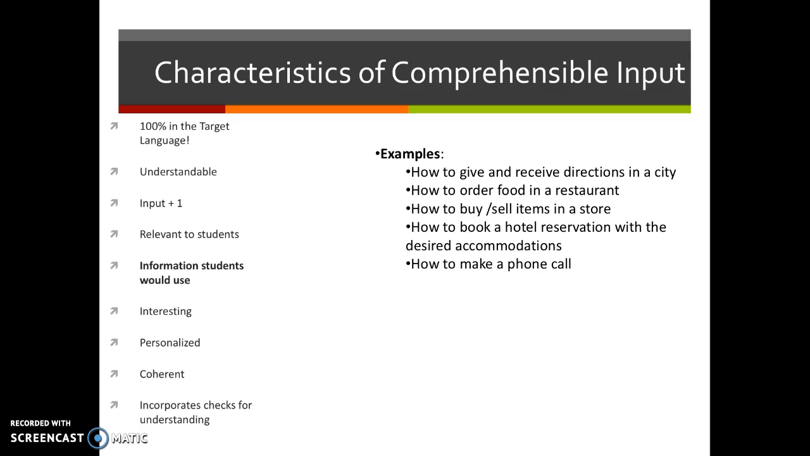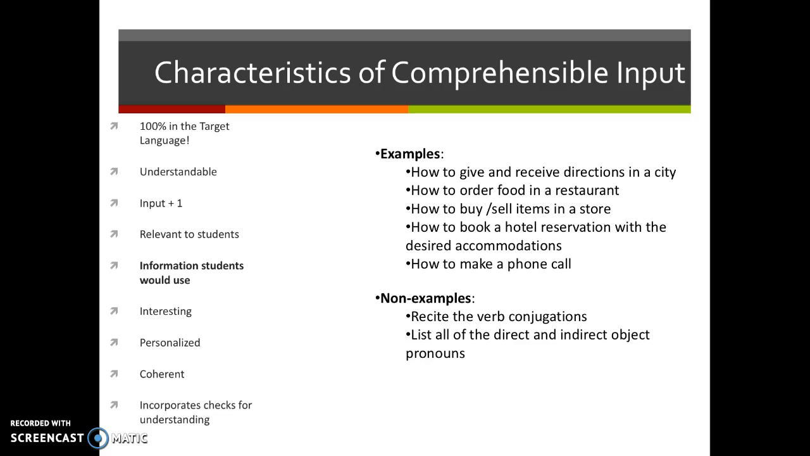Now, here are some non-examples. Recite the verb conjugations. List all of the direct and indirect object pronouns. Those are not real-world communicative activities.